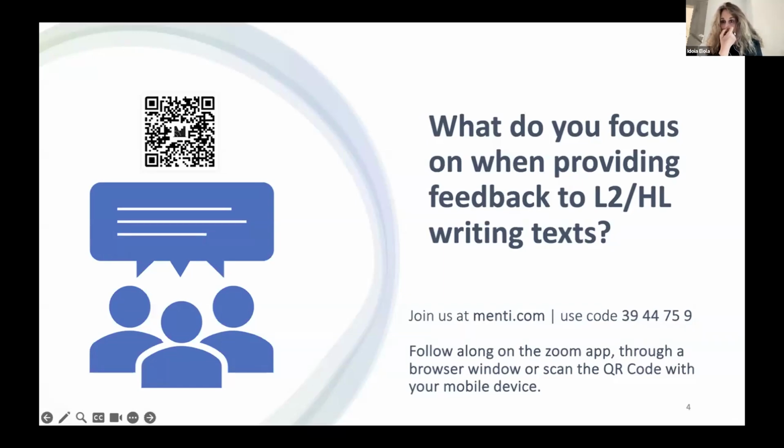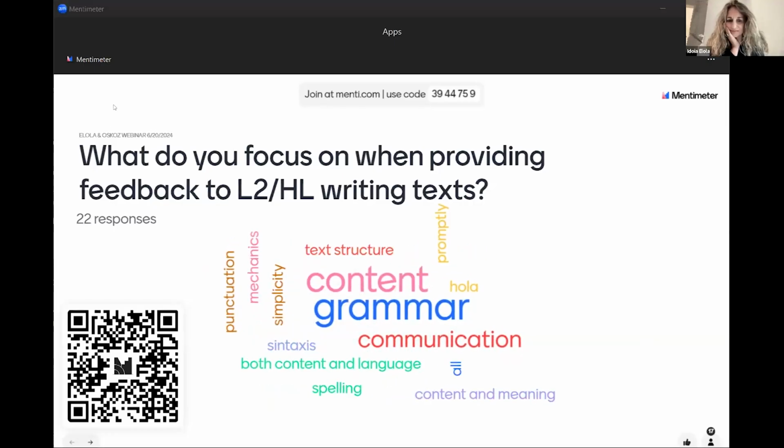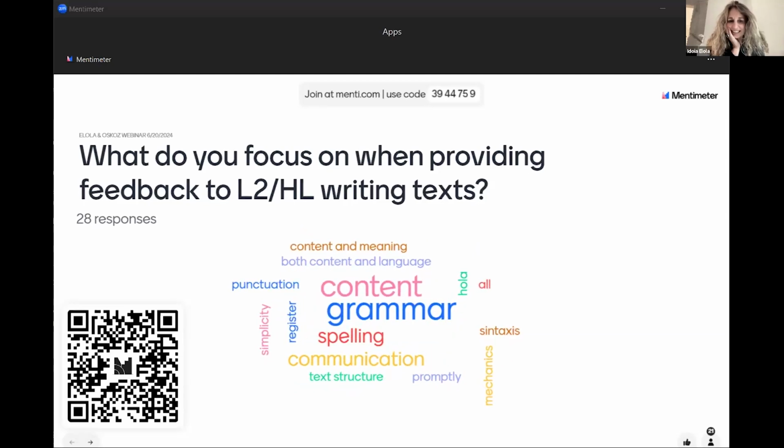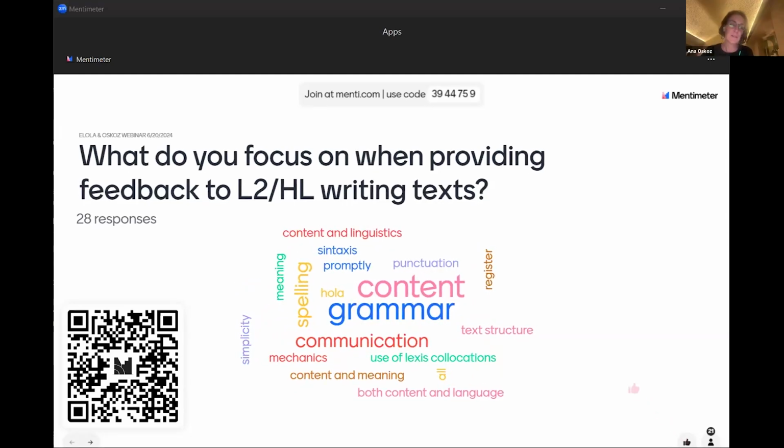So if you wouldn't mind using Menti to let us know where you are focusing on when you provide feedback on the student's text, we will really appreciate it. Content, grammar, meaning, syntax, register, content and language.